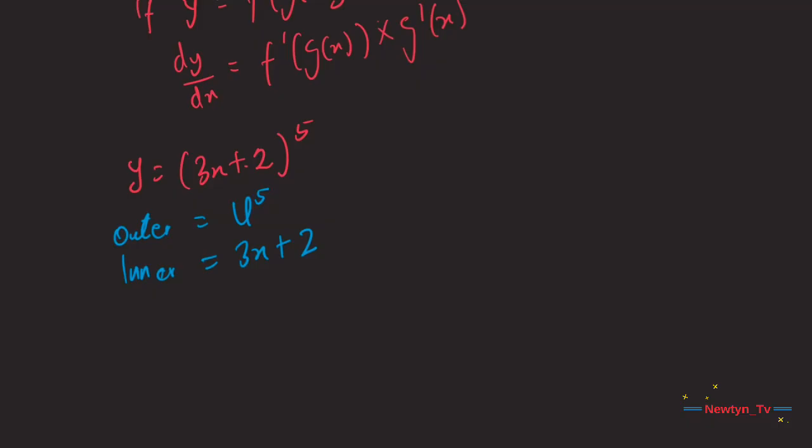The next thing we need to do is to differentiate the outer function. If we differentiate the outer function, this is what we are supposed to get. We know that our outer function is u exponent 5, so when we differentiate, we should get 5u exponent 4. Now the next thing we need to do is to multiply by the derivative of the inner. What is the derivative of the inner? It's 3, right? So my derivative of the inner is 3.